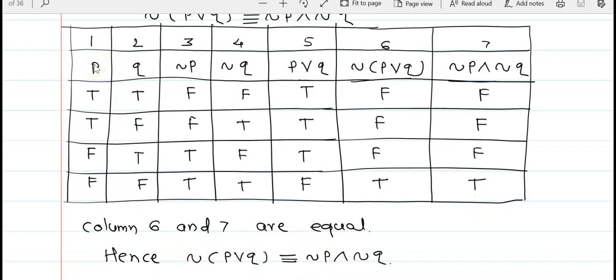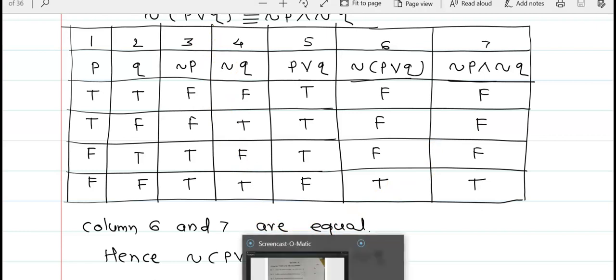That is P: T, T, F, F; Q: T, F, T, F; negation of P, negation of Q, P or Q, and the negation of P or Q, and the last is negation of P and negation of Q. Now, columns 6 and 7 are both equal. Now, let's see the next question.